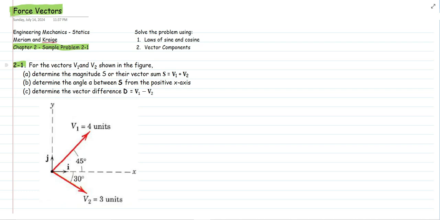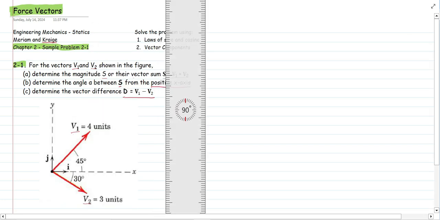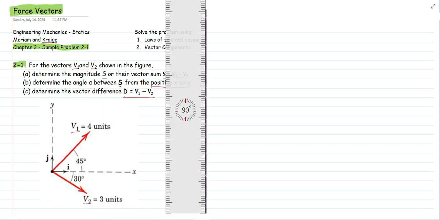The problem is, for the vectors v1 and v2 shown in the figure, we are asked to determine the following: a. The magnitude of s, or their vector sum s, equals v1 plus v2. b. The angle alpha between the vector sum s from the positive x-axis. And c. The vector difference d, which is equal to v1 minus v2. In solving this problem, let us follow the 5 steps rule. Let us start by summarizing all the given values.